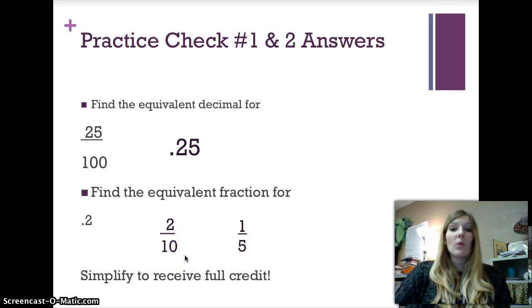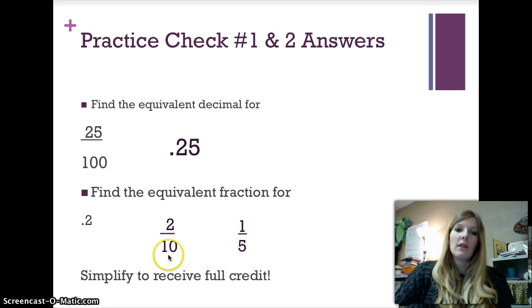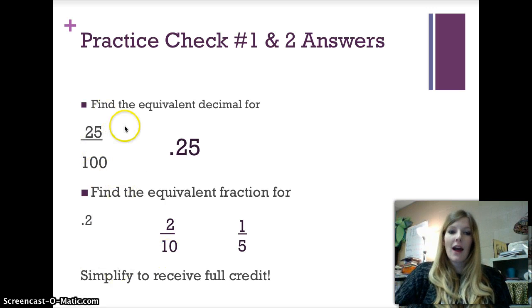Okay, write down any questions you have, anything that is bothering you still, or anything you're still wondering about, and we'll go over it in class tomorrow. If you did not get the practice checks correct, then go back and rewatch the video and see how I turned fractions like this into decimals like this.